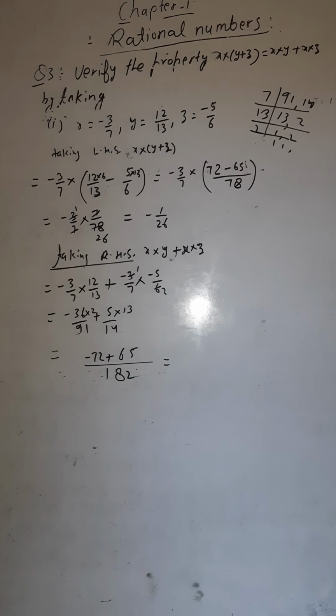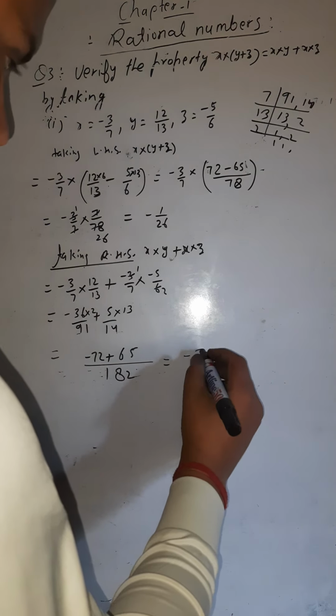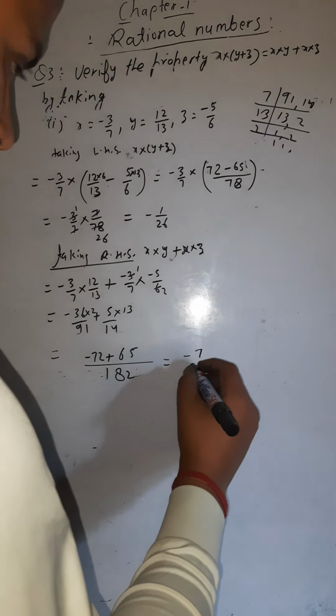Answer would come in minus. So it would be minus 7 by 182. Okay. Now you can cut both by 7 like here. 7 1s are 7, and look here, 7 2s are 14, 4 left, 7 6s are 42. So the answer would be minus 1 by 26.